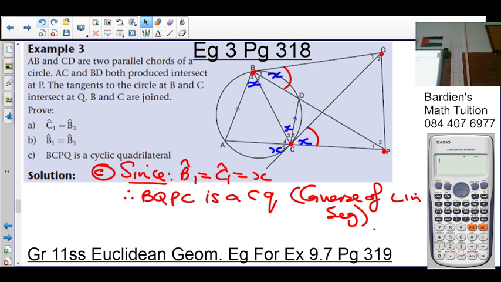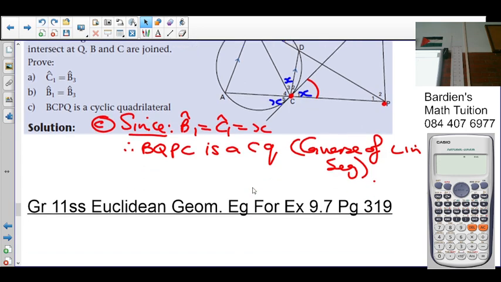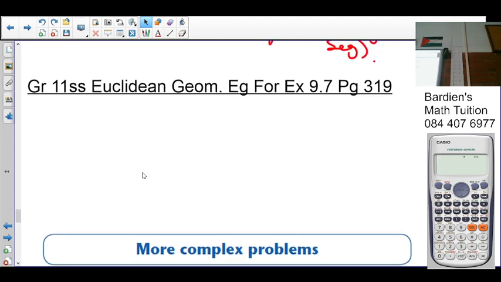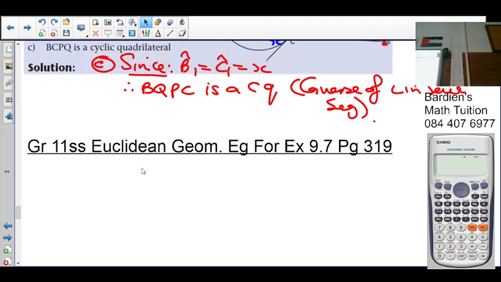People, any confusion here? Right. So that basically brings us to the end of the examples for exercise 9.7. We'll spend a couple of days on 9.7 and then we will do the last part. So your homework is going to be exercise 9.7, the odd numbers.